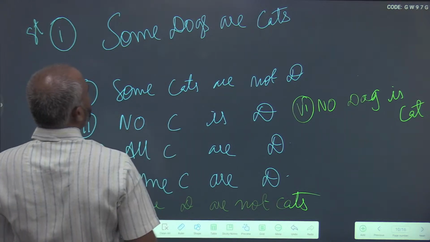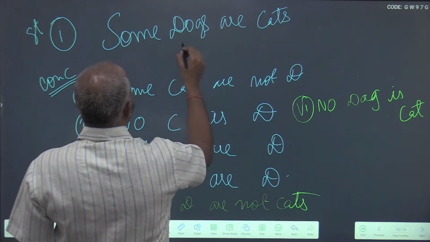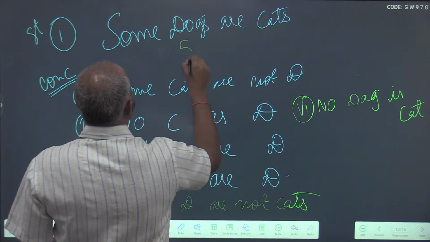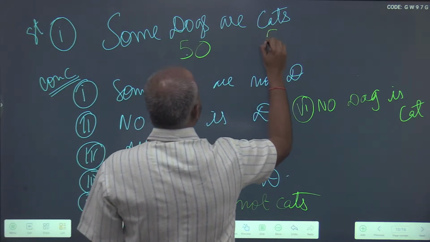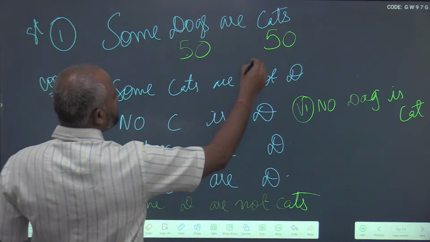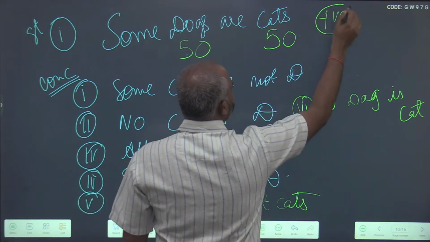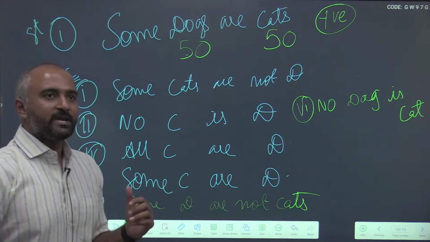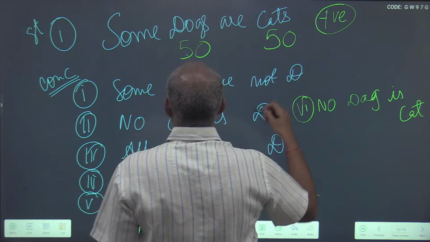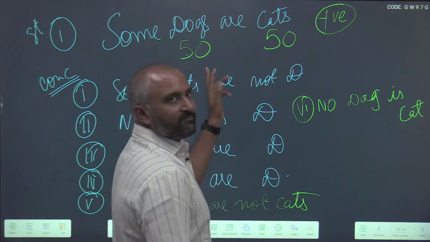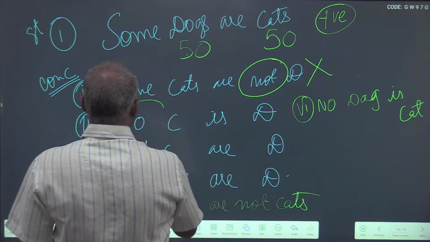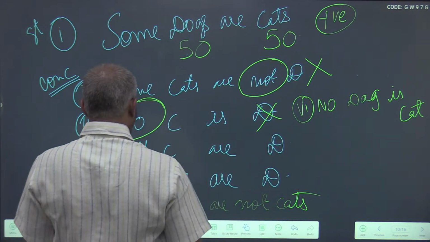Some is particular, so this is 50. Let me write it in another color. Some is 50, and this is a positive statement, so cats are also 50. Now, what is this? This is a positive statement, right? From a positive statement, you can only draw a positive conclusion. So first, all those negative statements will be gone. Even without referring to the values, we can cancel out all the negative statements. This is a negative statement, gone. This is a negative statement, gone.